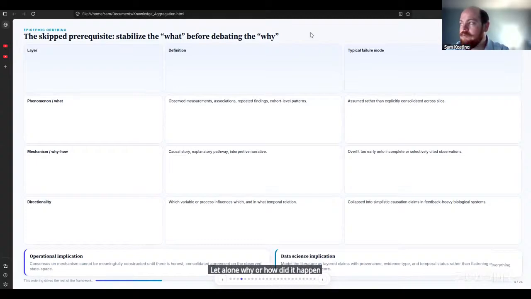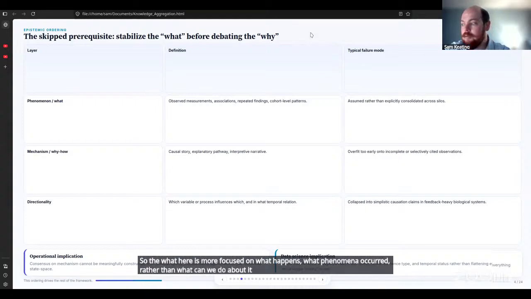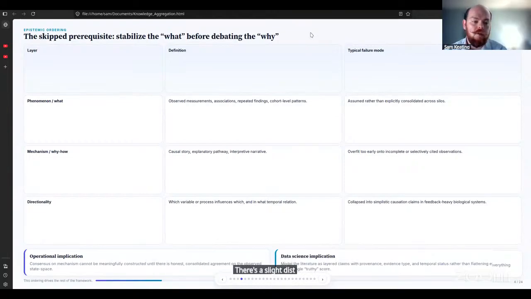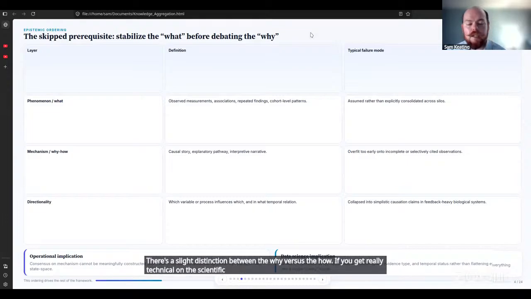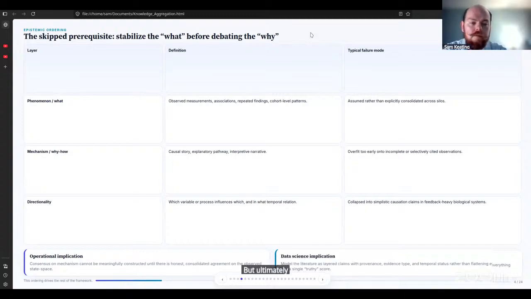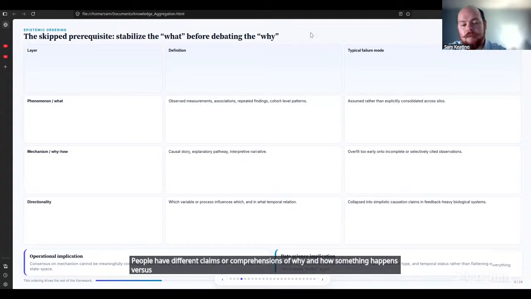So the what here is more focused on what happened, what phenomena occurred, rather than what can we do about it technically. That would be downstream of the what and why, how. There's a slight distinction between the why versus the how, if you get really technical on the scientific framing and the philosophy. But ultimately, people have different claims or comprehensions of why and how something happens versus what happened. There tends to be more agreement on what happened.